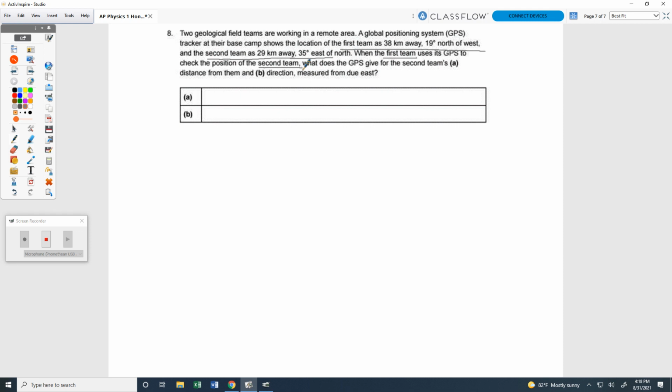The first thing I would do with this problem is draw a picture where I put base camp on here. So I'm going to draw a base camp. And then I'm going to draw where these vectors are, where the positions of these teams are from base camp. So I'll start with the first team. It says that they are north of west. So if this direction is north, and this direction is west, they are heading somewhere off in this particular direction. It's like that, and they're 38 kilometers away from base camp, so I'll put 38 kilometers on here.